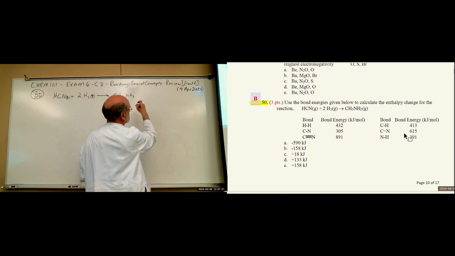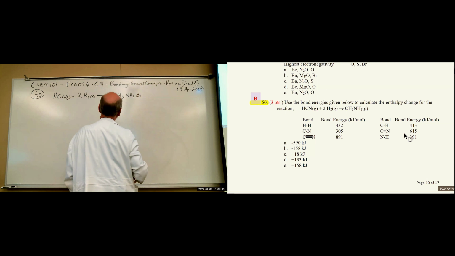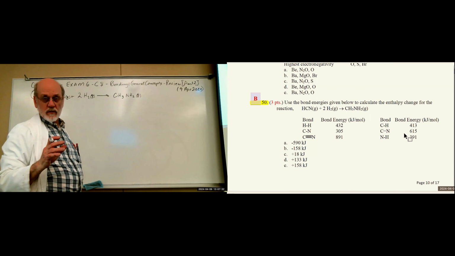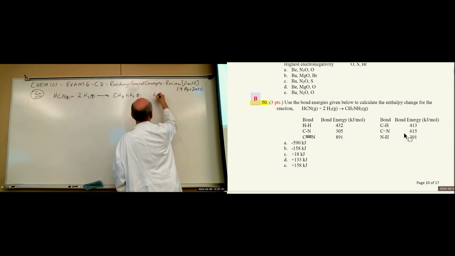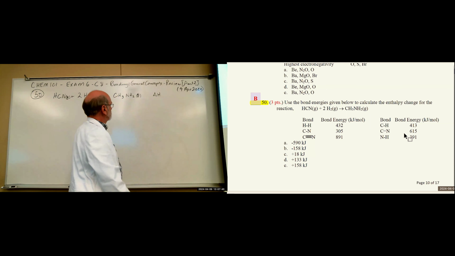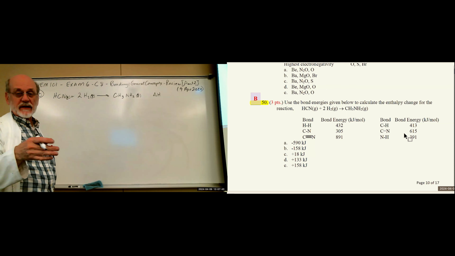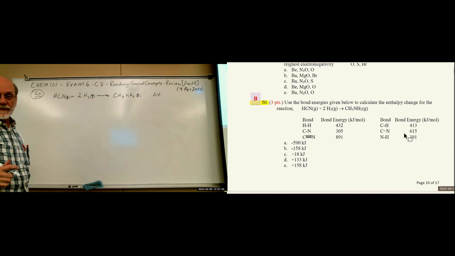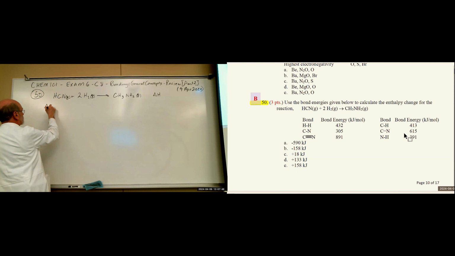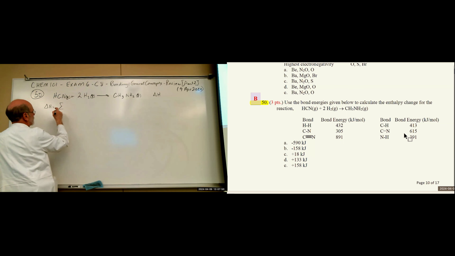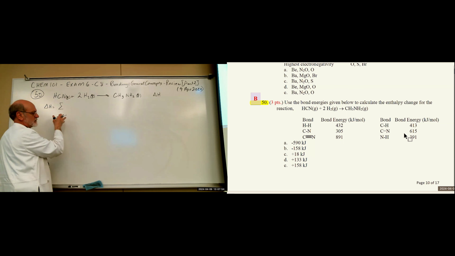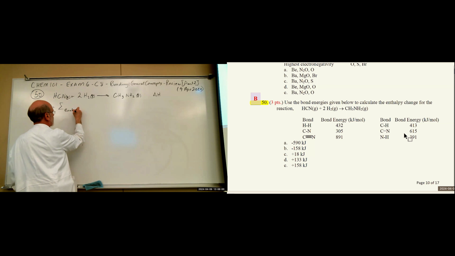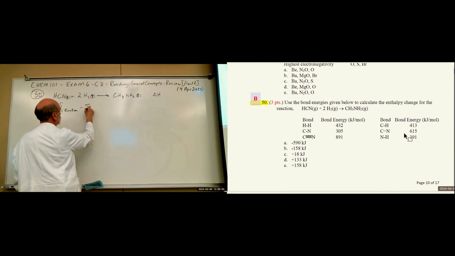Is that a gas? It's a gas. Okay, and we want to know the delta H, right? Yeah, delta H. Oh. No, with the information given, bond energies, we're not going to use Hess's law. We're going to use this formula: delta H equals the sum of the bonds broken minus the sum of the bonds formed.